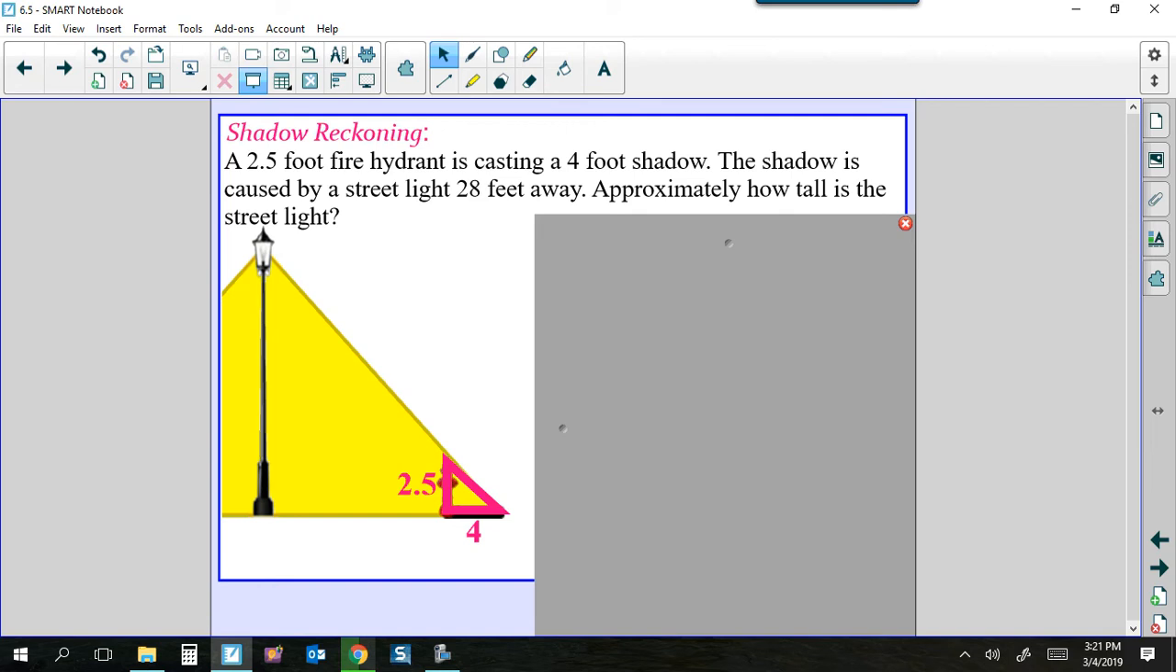The other thing is we know that the fire hydrant is 28 feet away from the light. So from here to here is going to be 28 feet. So we're going to use segment addition to figure out that the bottom of this big triangle right here is going to be 32, because I'm going to add 28 and 4 together to make that 32. Notice I put X along the side of the street light because that's what we're looking for. We're looking for how tall that street light is. So we can go ahead and now set up a proportion.